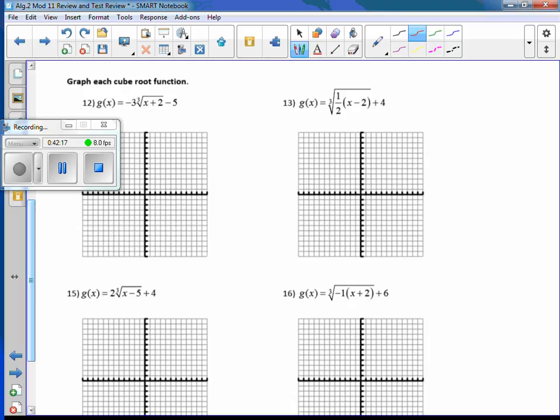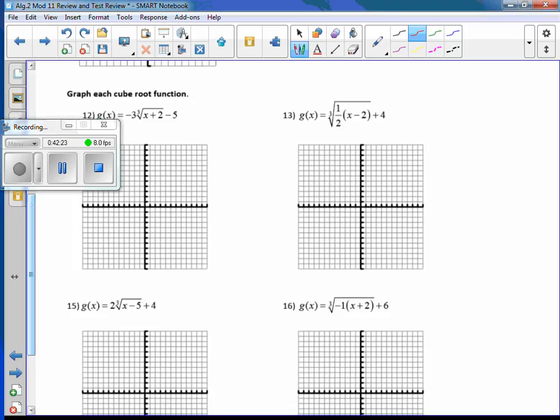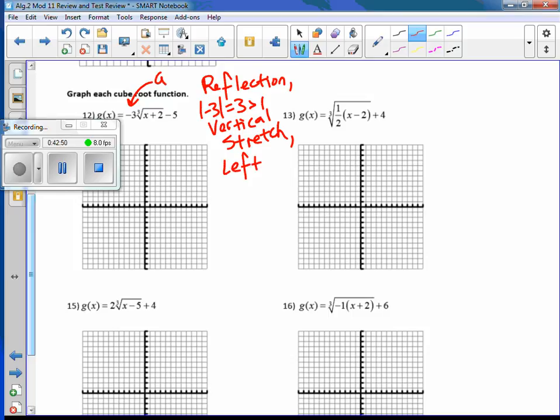So number 12 says graph each cubic function. So the transformations, first of all, I'm going to go through that because we just need to practice, all right? Practice makes perfect. So a right here is negative 3. That's the value of a, and it's negative. So it'll give you a reflection. It's also the absolute value of negative 3, which is 3, is bigger than 1, so that's a vertical stretch. And the plus 2 on the inside, that moves it to the left 2 and down 5. So I'm going to go ahead and get started on that. So left 2 and down 5.